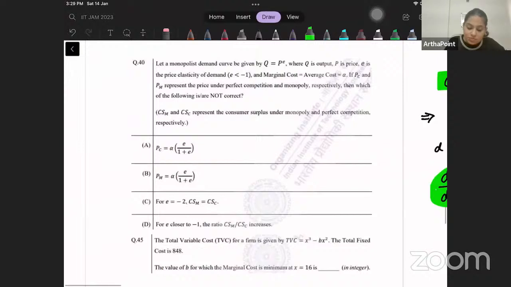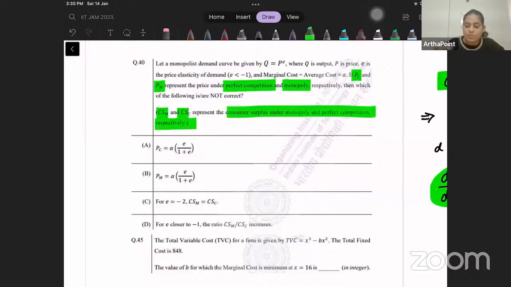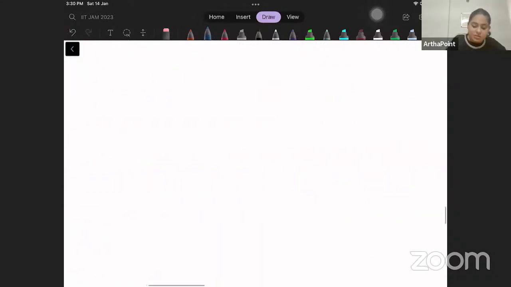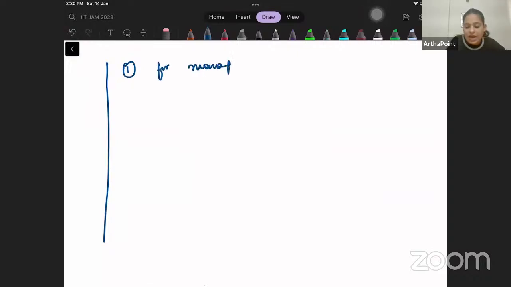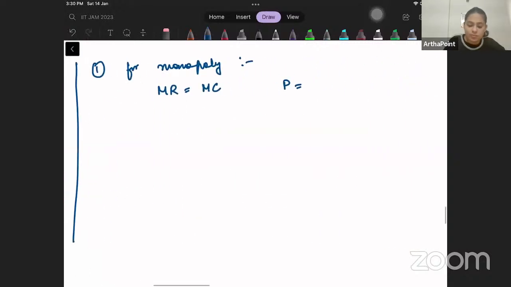Now it says that PM is the monopoly price and PC is the perfect competition price. And CM and CS are the consumer surplus under monopoly and perfect competition. Which of the following is correct? Now, first statement. You have to understand that for monopoly, how do you find equilibrium? Equilibrium is attained where MR equal to MC. The function given to us is Q equal to P to the power E.